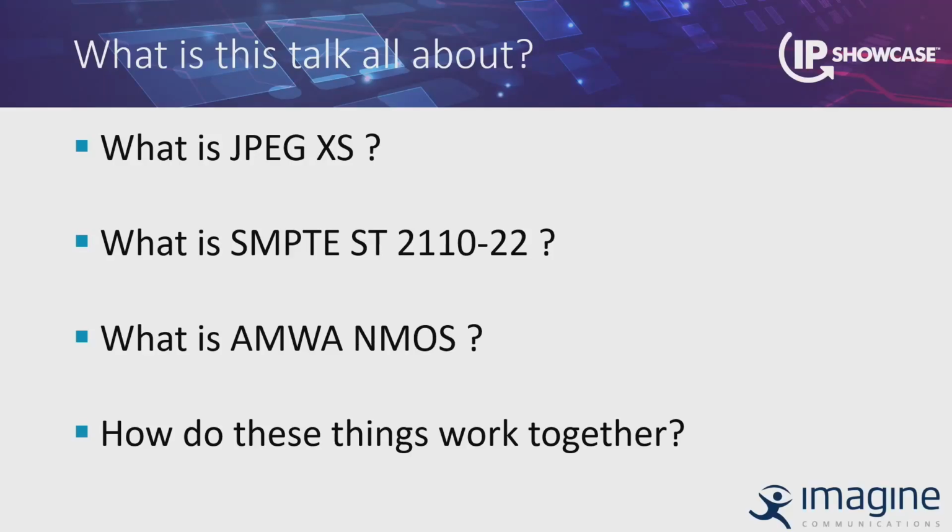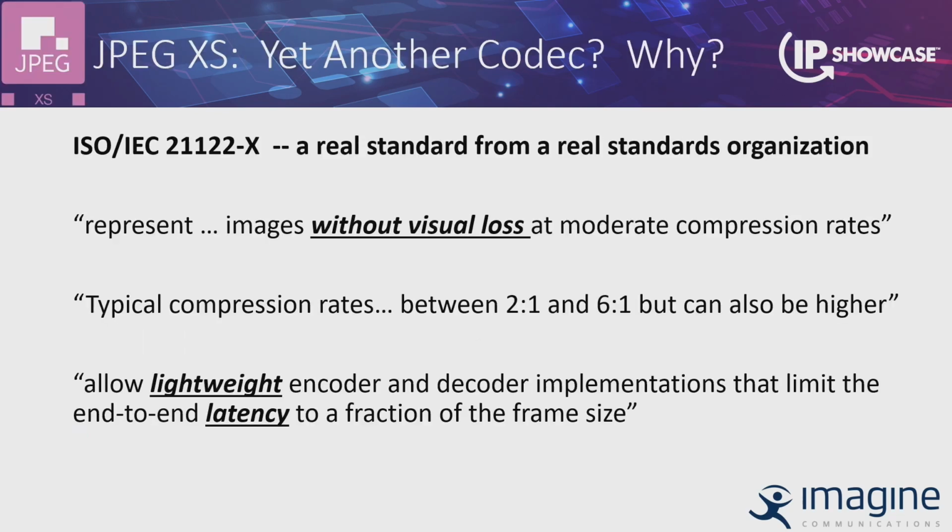So first, this is what we're going to talk about: what is JPEG-XS, what's 2110, what's NMOS, and how those mix together to make it useful. JPEG-XS, right? Why do we need another codec?